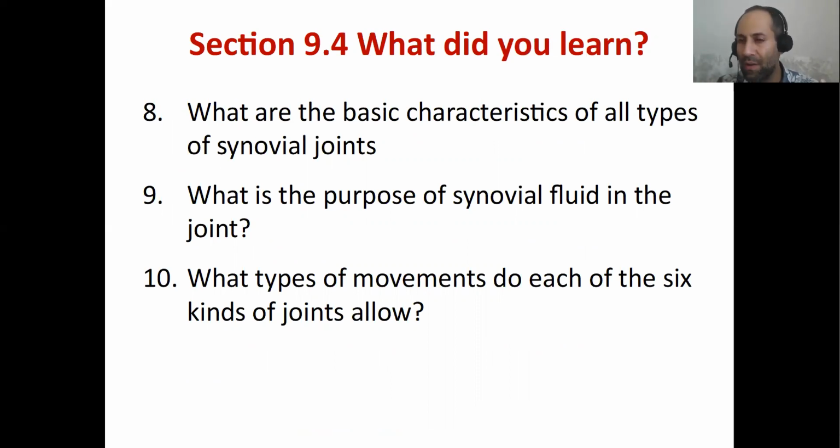There are also types of diarthroses. What is the purpose of synovial fluid? To prevent friction and to allow you to crack your knuckles. What types of movements do each of the 6 kinds of joints allow?